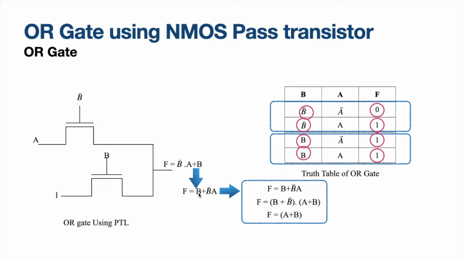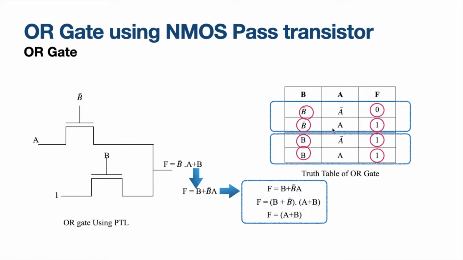When we try to rewrite the expression, it is B plus B bar into A. I am taking this expression to this box. I am just using the distributive theorem, where it will be (B plus B bar) into (A plus B). 0 plus 1 or 1 plus 0 both yield only 1. Therefore, we can neglect this term and just write F is equal to A plus B, which is nothing but the expression of an OR gate.